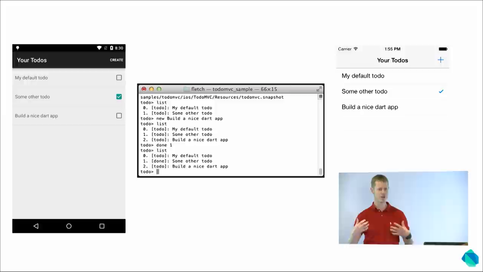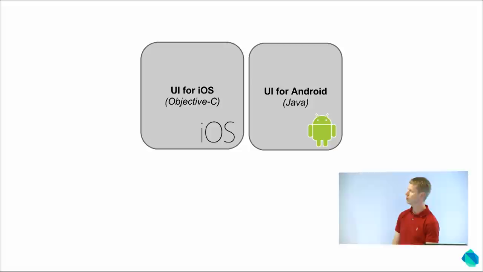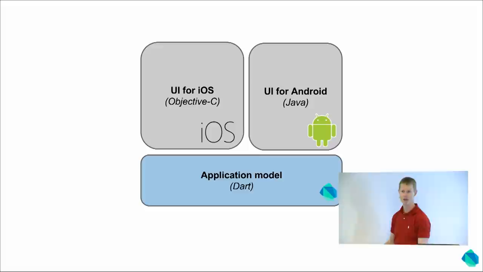So it's a fairly simple setup. You have a UI for iOS and a UI for Android. Let's just focus on those two. The client or command line version is not that interesting in this case. And underneath that, you have your application model written in Dart. In this case, the application model is fairly simple, but there are lots of cases where it's really, really complicated, and it's really core parts of your offering that will fit in there.